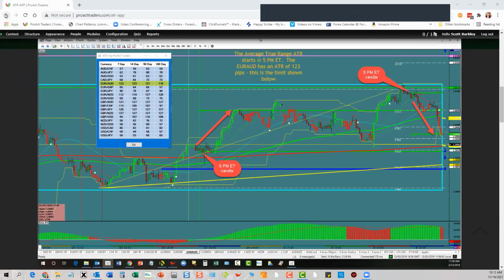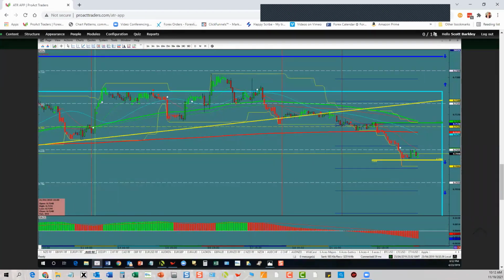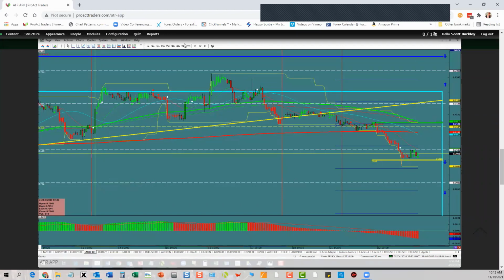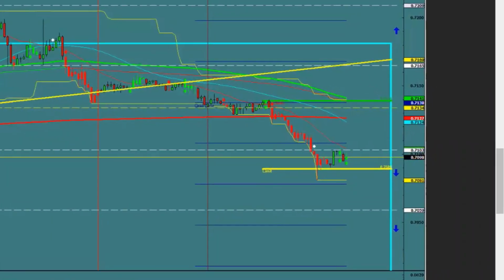I'll give you a couple more. All right, here's another example, and currently up here, what currency is that? Can't see it. Doesn't matter. No, it's the Aussie dollar. All right. So the 5 o'clock candle is right here. There's the open right there. It opened at the top right there, and right straight down to its ATR target, to the pip.